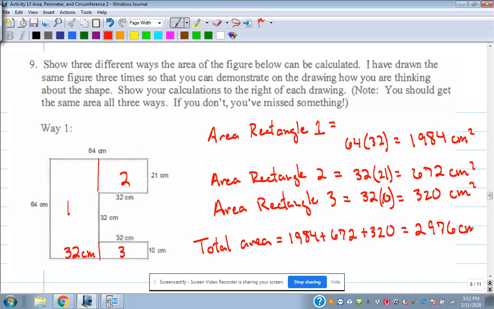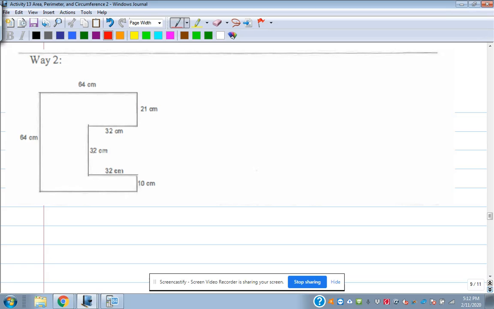(2,976). Good job. So we know we should get 2,976 square centimeters every time we do that. On the next two, pick a different way. It may not be easy for you to be creative, but you just got to be creative. This is my next way.